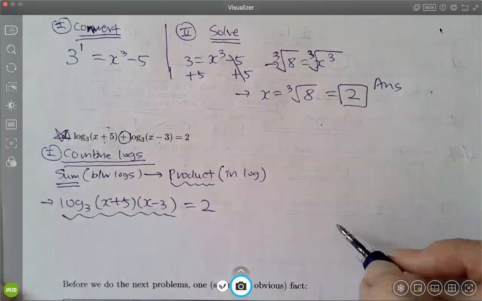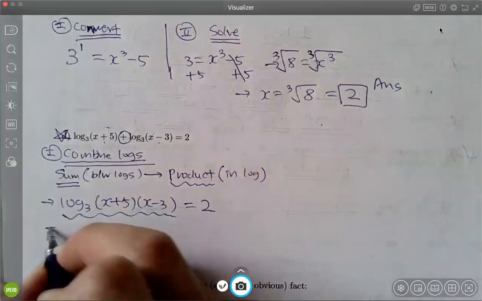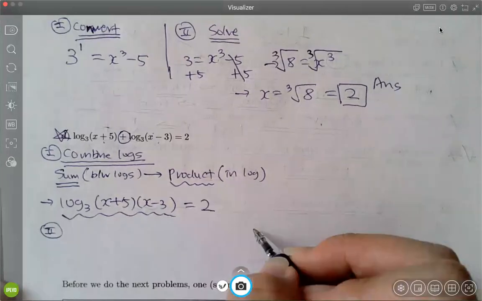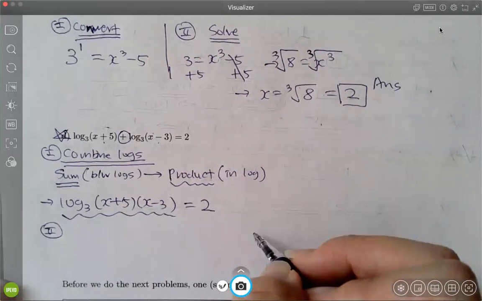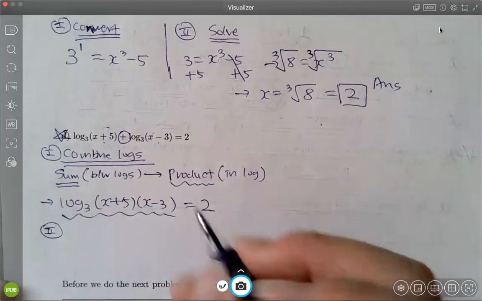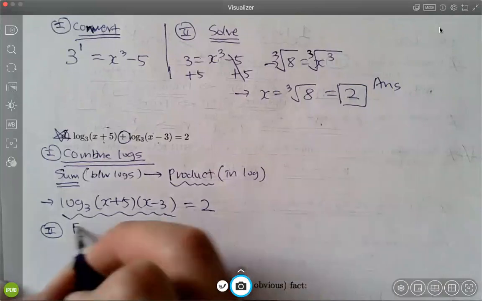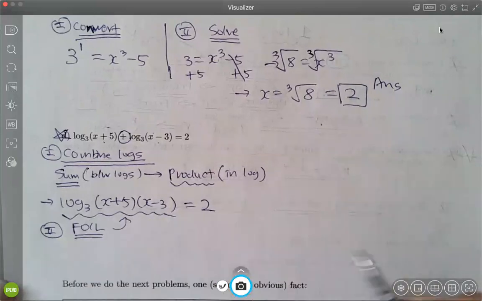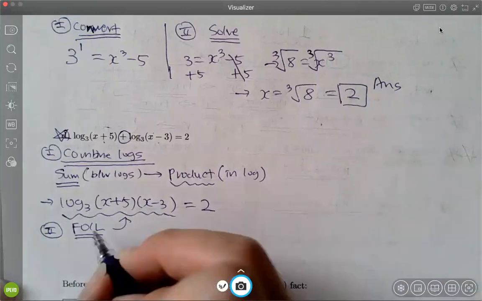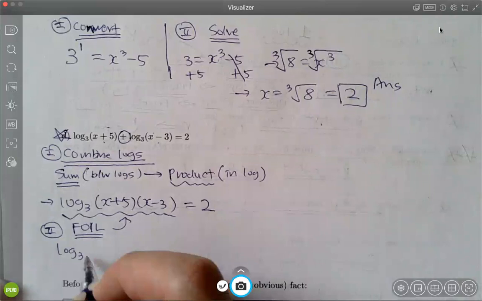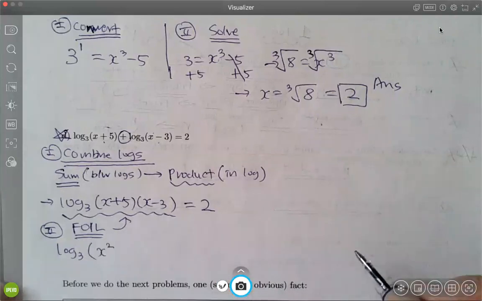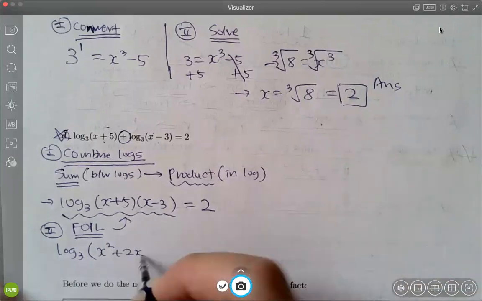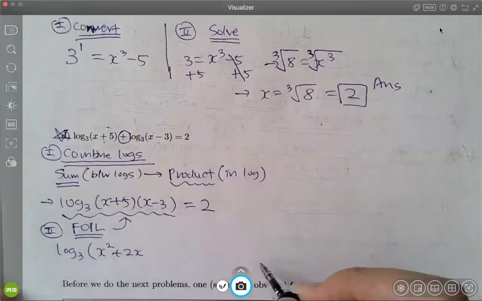And now what do you do? Here, there can be two steps that you can take, but most people choose to FOIL. Next, FOIL what? This one. So what do you get? Log base 3, and then you get x squared. And now here I will skip a step. Minus 3x plus 5x. So that is what? Plus 2x, right? And then minus 15 is equal to 2.